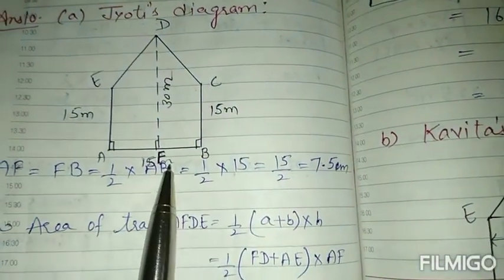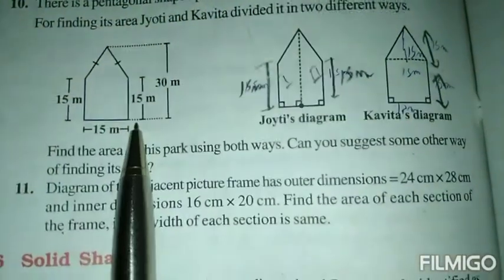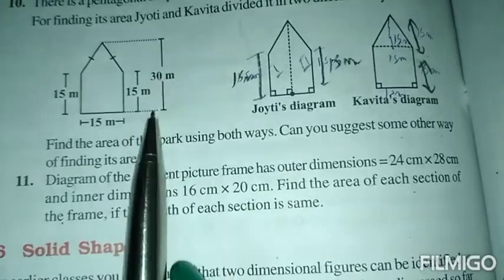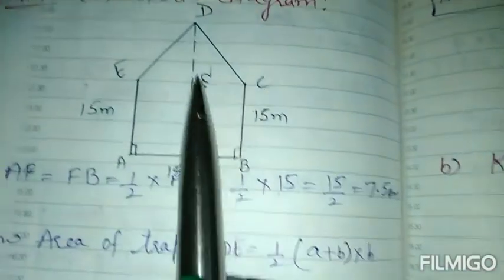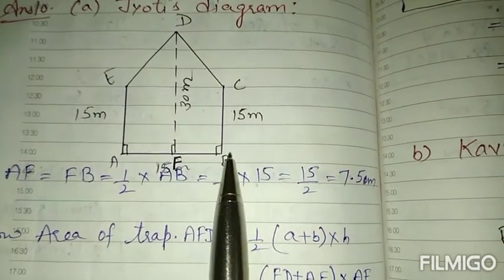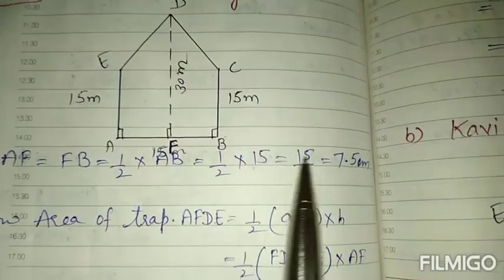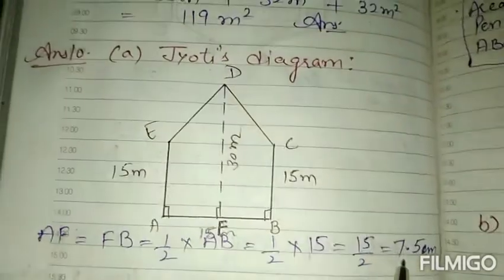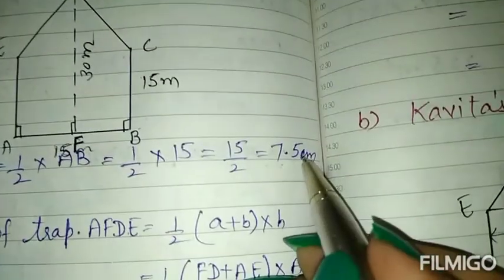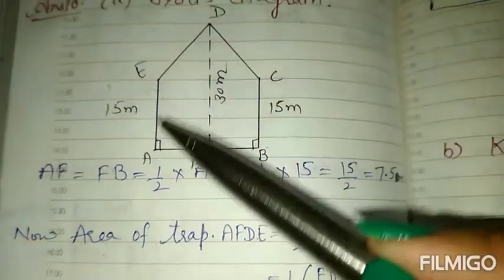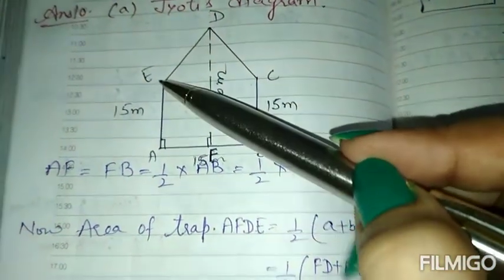AB is 15 meter, given. This is also 15, and the complete is of 30 meter. Then AF equal to FB means half of AB, means 15 by 2, 7.5 meter. Okay. Now area of trapezium AFDE.